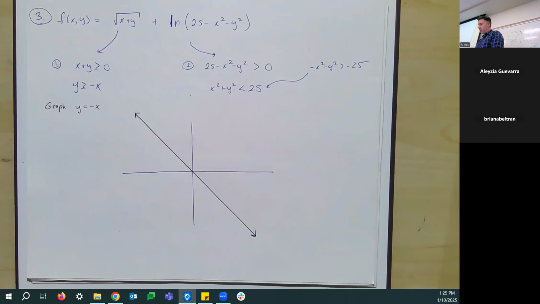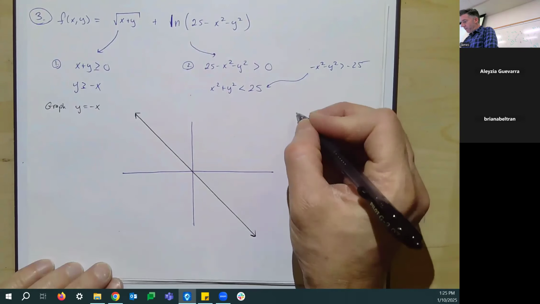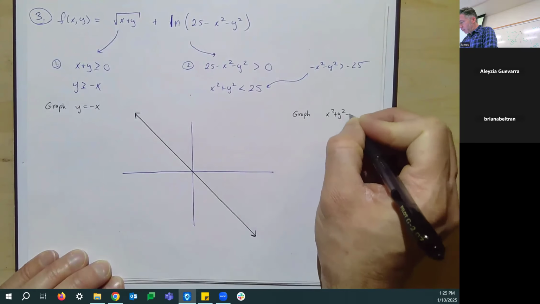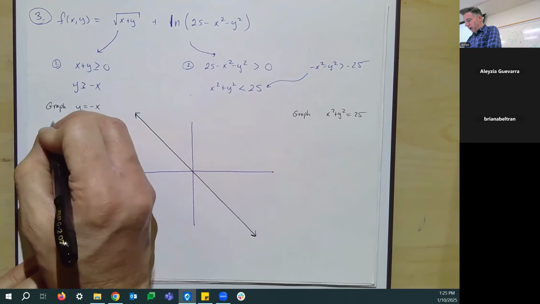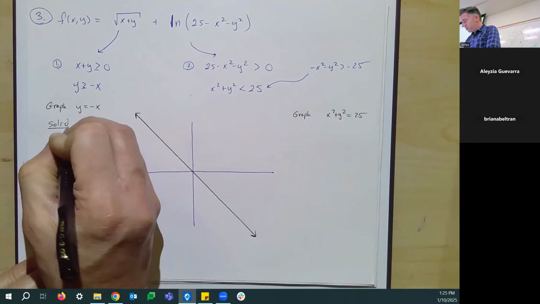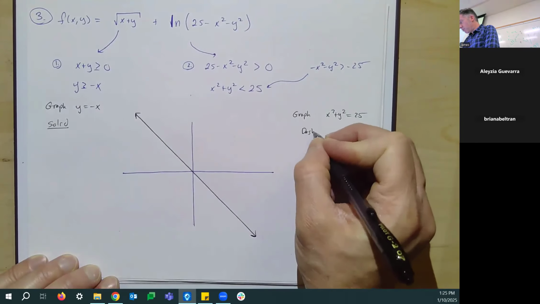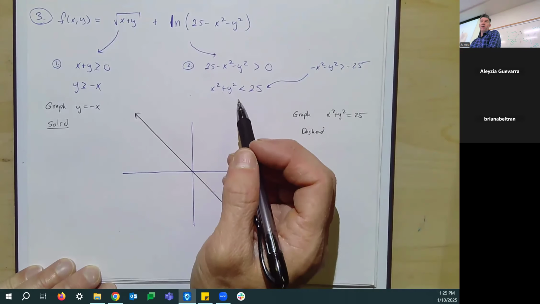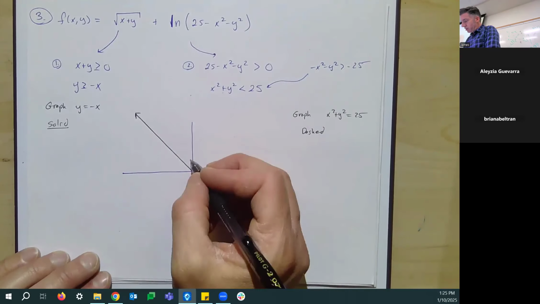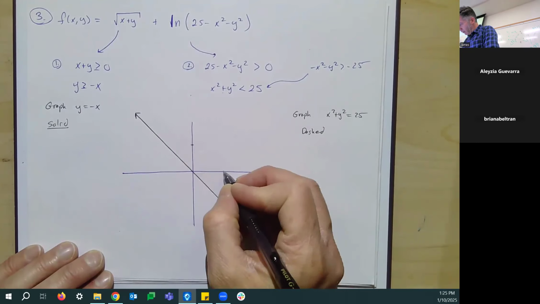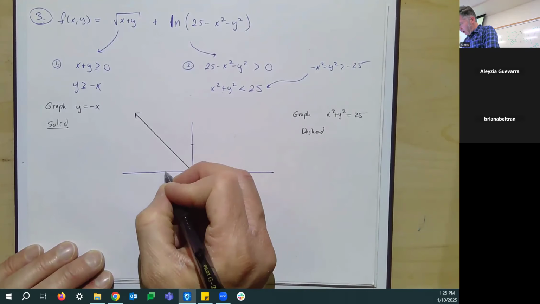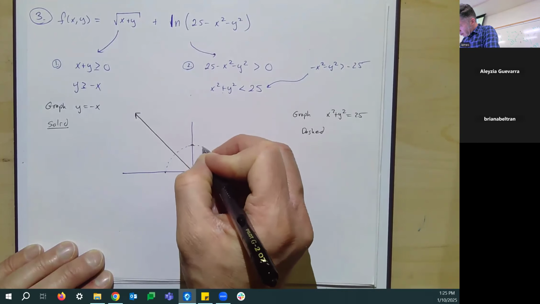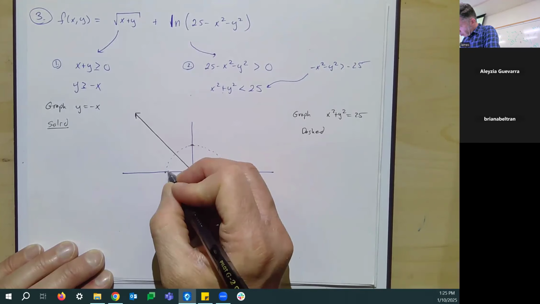Great. And then I'm also going to graph x squared plus y squared equal to 25. But this one, I graphed that one solid. This one I'm going to graph dashed because I don't want to include the boundary there. I don't want to include x squared plus y squared equal to 25. I want just one side of that boundary. So let's say that's 5, that's 5, that's 5, that's 5. And there's my boundary, being all dashed.